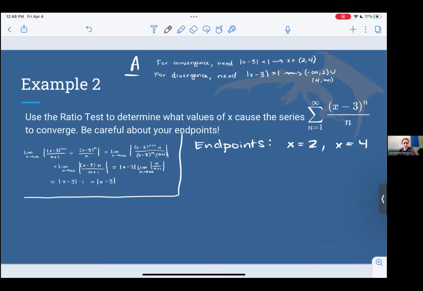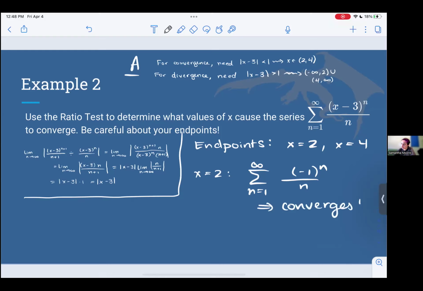Let's think about what our series even looks like. So at x equals 2, this is the sum from n equals 1 to infinity of (2 minus 3) to the n over n. Okay, that (2 minus 3) to the n, really that's the same thing as minus 1 to the n, right? Ooh, I know this series. Which series is this? Alternating harmonic, right? And we know that that converges.